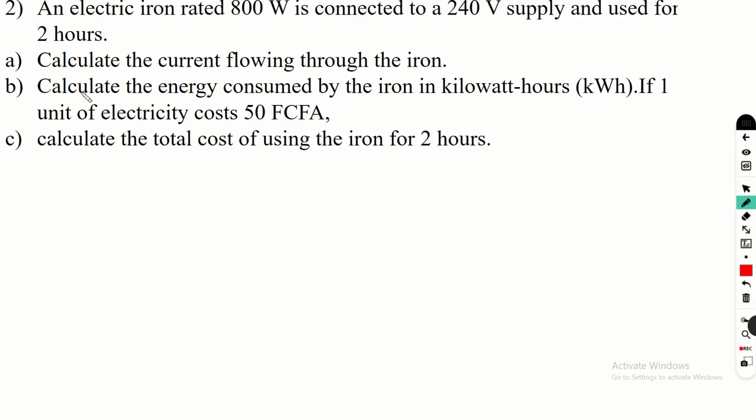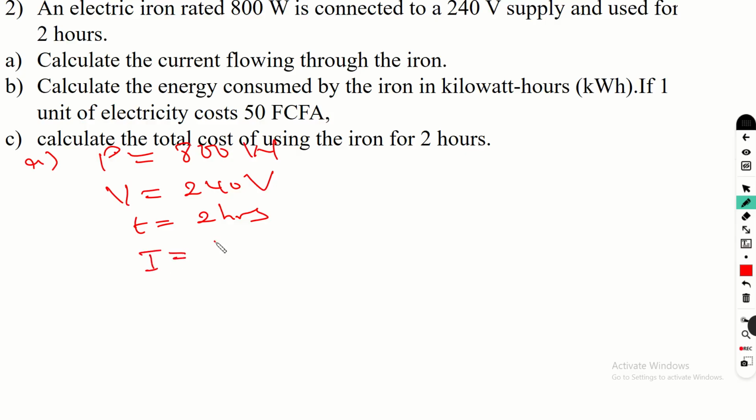So the first thing we do is identify: A, what are we given? B, 800 watt. V, 240 volt. Time, 2 hours. So what are you looking for? A, current. That's what we're looking for.